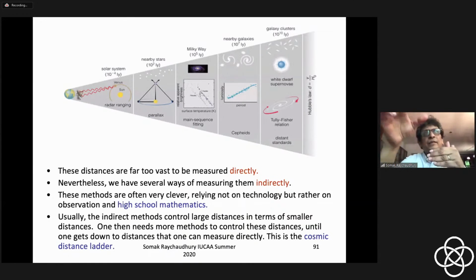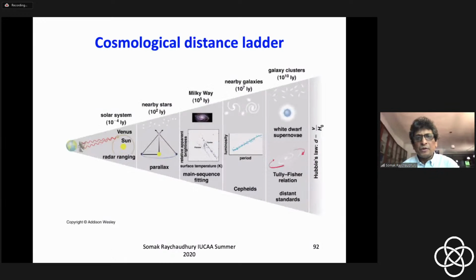But measuring the distance to nearby stars, you have to depend on direct measures within the solar system. So fortunately now, with current technology, we can measure distances very directly within the solar system. Okay, and then based on that, you have geometrical methods to measure distances to nearby stars, and then that propagates, and we'll come to all that today and tomorrow.